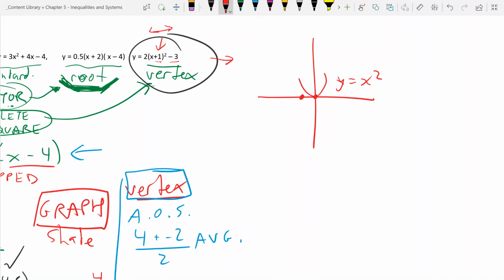Also, this negative 3 is my vertical shift, up and down. It goes up and down like normal. So it's negative 3, so that means my vertex is going to move down 3.